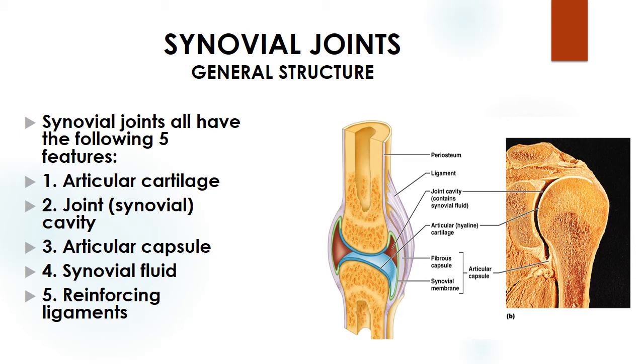Okay, so this is our basic structure of a synovial joint. We have articular cartilage, we have a joint cavity, we have the articular capsule, the interior of which is secretory and produces the synovial fluid, and then we have different types and classifications of ligaments that provide stability to the joint. Those ligaments can be either intracapsular or extracapsular.